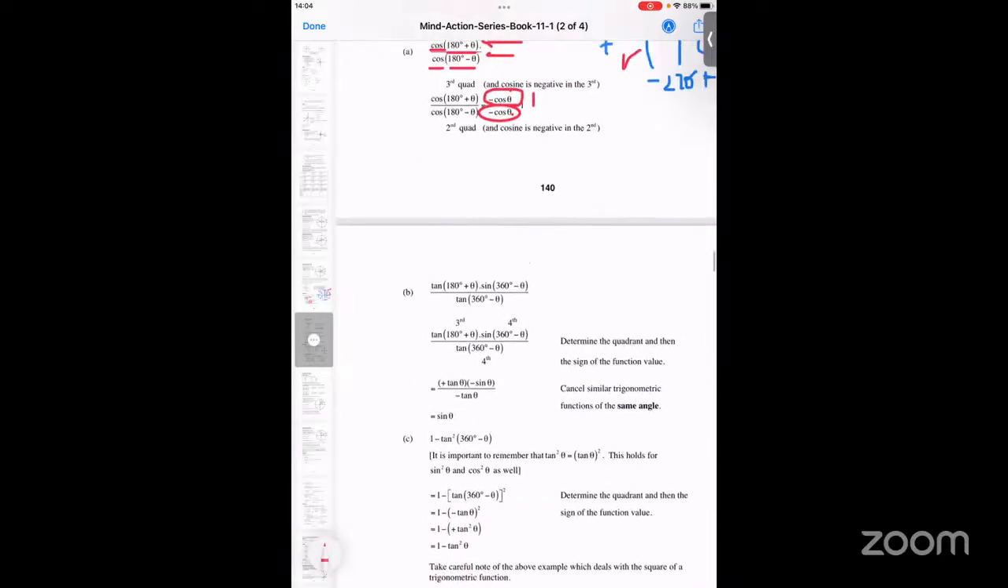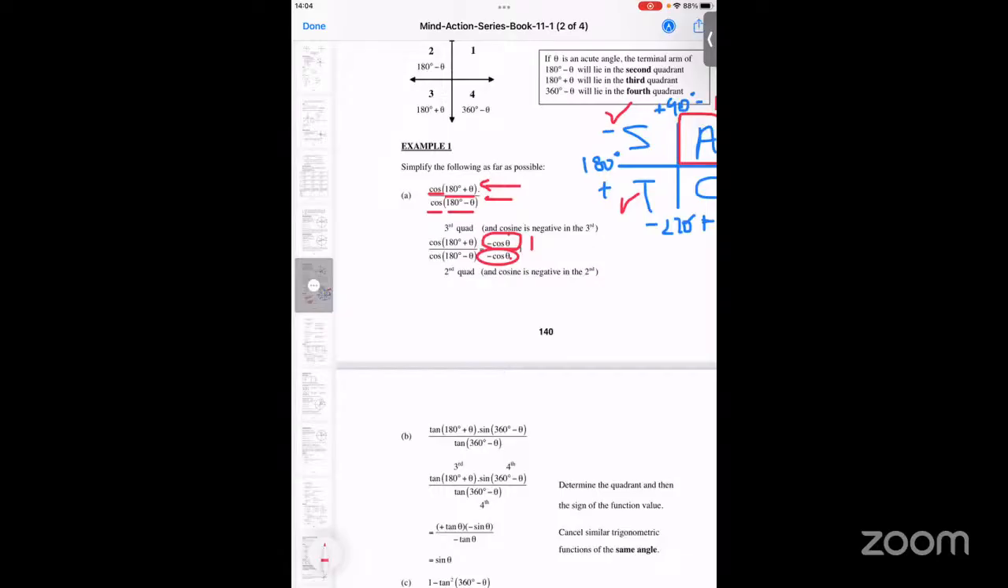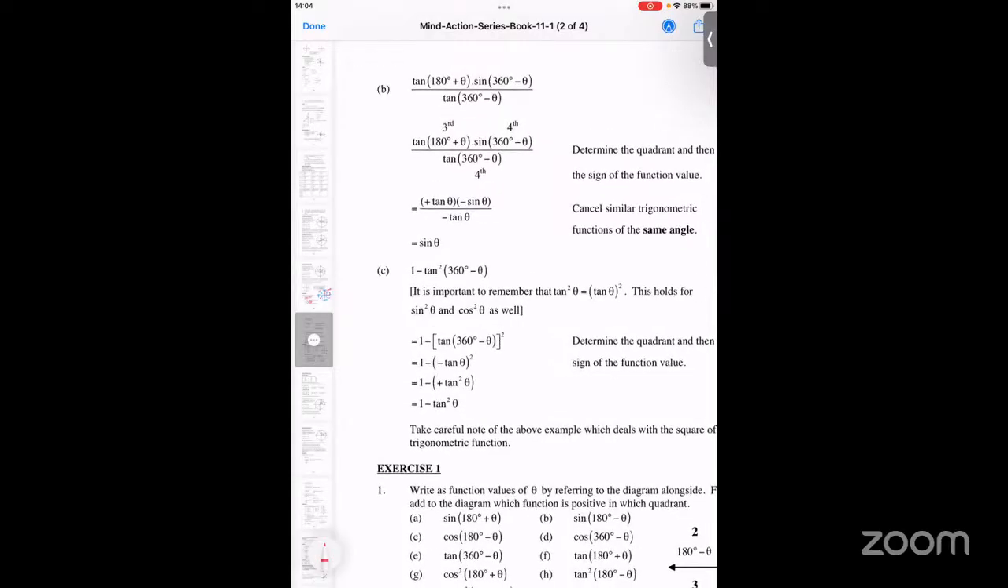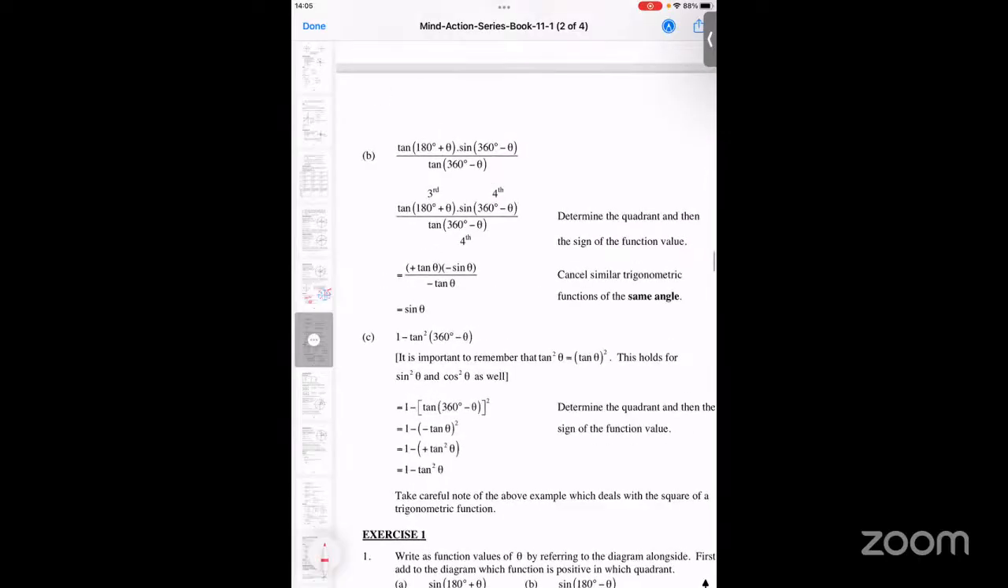Or do you have a question on that one? No, sir. Okay, then it's fine. Let's move on to that second one, which is B. You do the same. For me, it makes it very much easier when I've got that, where I'm going to say this is the CAST diagram. Then we say 180 plus, which quadrant? Third. Tan positive or negative? It's positive.